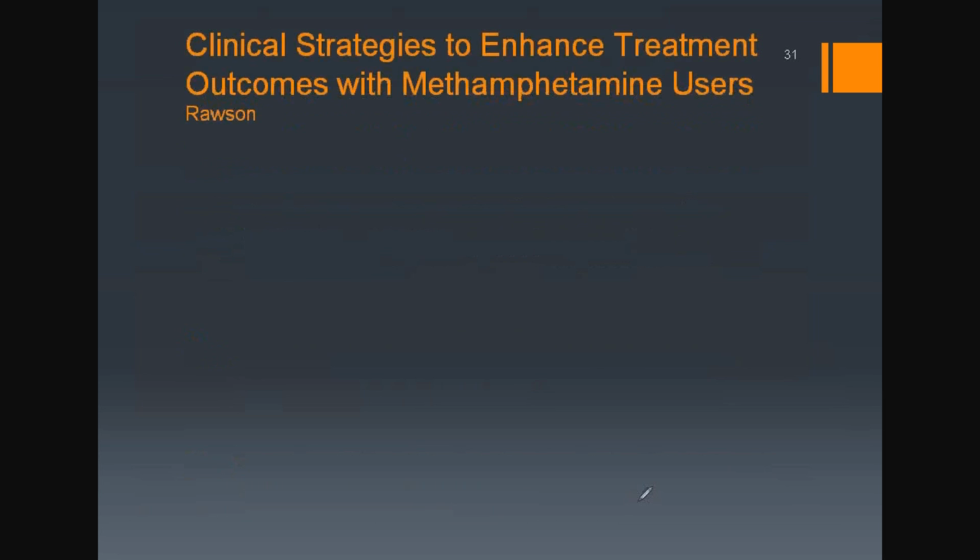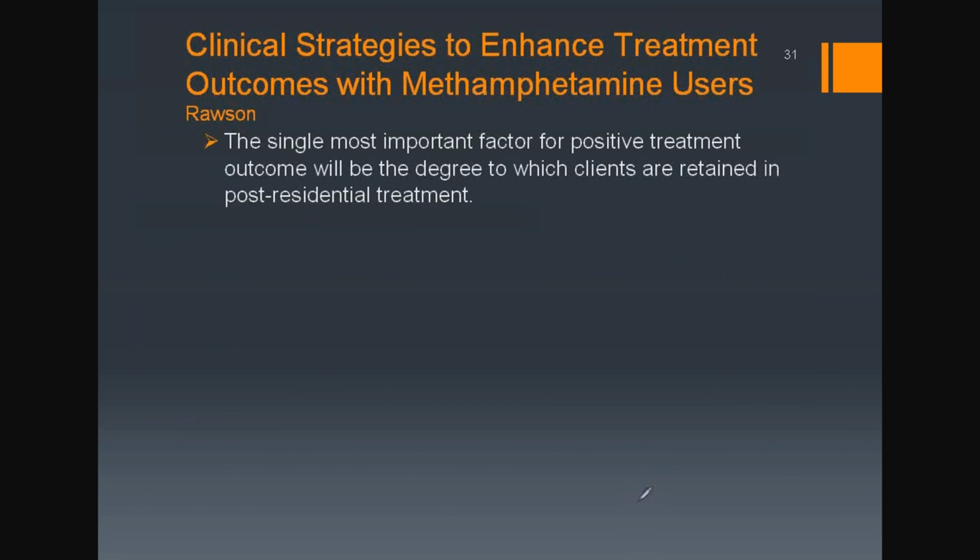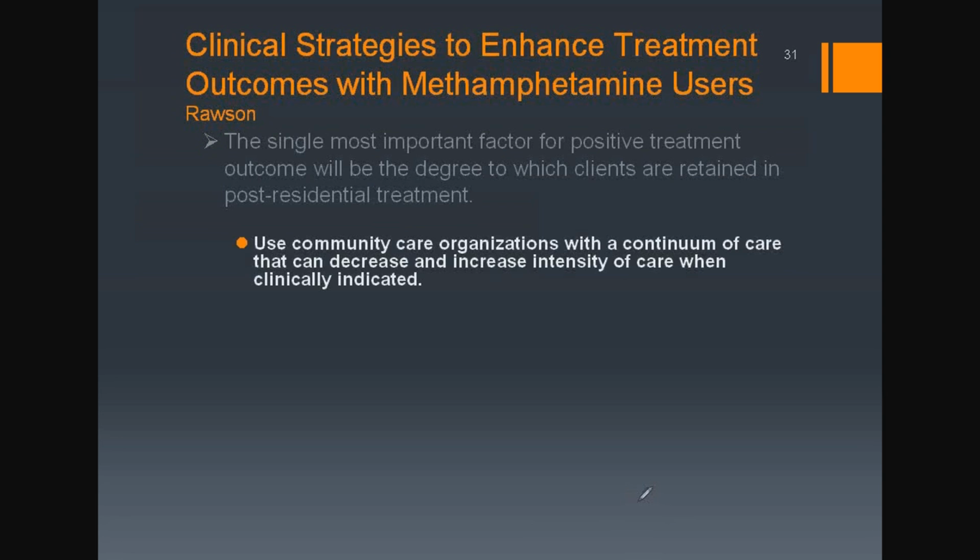This is from Rawson's work again. Some of the outcomes with amphetamine users, just this call of alarm to keep in mind after our drug court participants leave: what are some things that we can do to help them? Or how can we set them up to succeed outside of drug court? And he says the single most important factor for positive treatment outcomes will be the degree to which clients are retained in post-residential treatment. Use community care organizations with a continuum of care that can decrease and increase intensity of care when clinically indicated. So the idea is to be flexible depending upon how treatment of the brain is going.